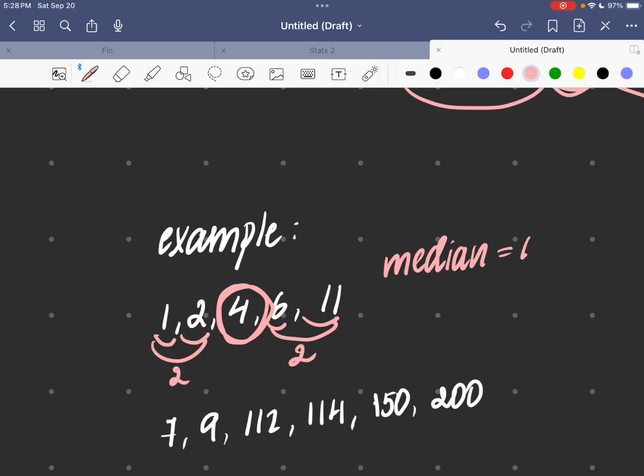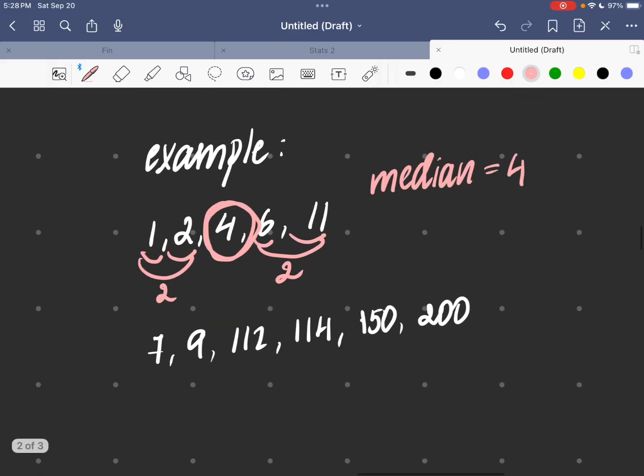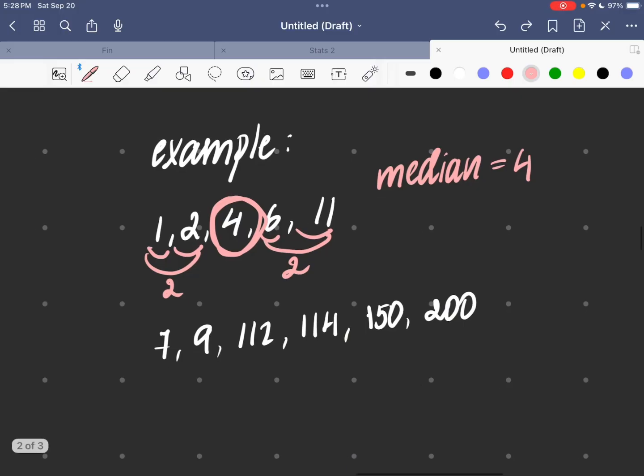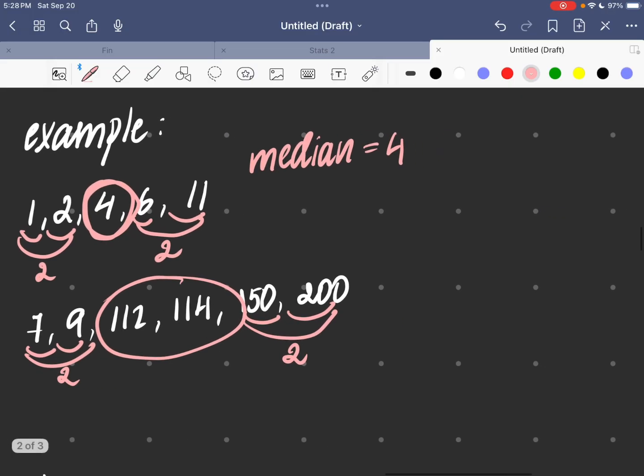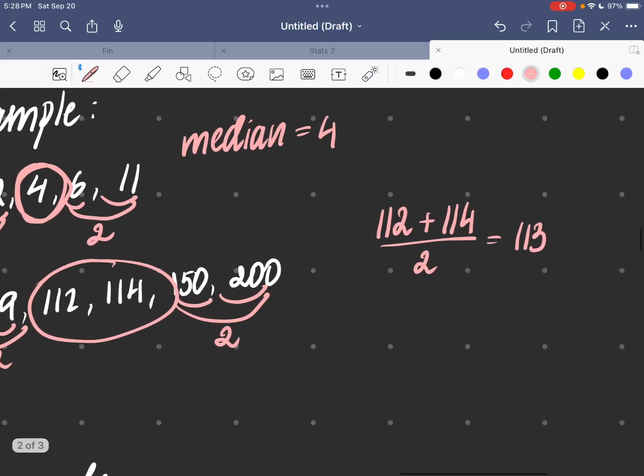So median is equal to 4. In the next example, we have an even number, so we have 6 instead of 5, like here. So what do you do in this case? We can calculate that here we have 1, 2, those two are together. 1, 2, those two are also together. And we have two values in the middle. So what do we do? We just calculate the number in between them. So we have 112 plus 114 divided by 2. That gives us 113. So the median is equal to 113. Great job.